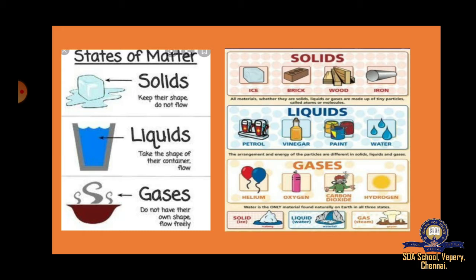Now gas. See the gas. When we are cooking rice or boiling water, what will happen? Few vapors will be coming up from the vessel, right? When we are boiling water, vapors will be coming up. So that is called gas. The vapors are called gas. They do not have their own shape. They will be flowing freely up, right? So these are called gases.